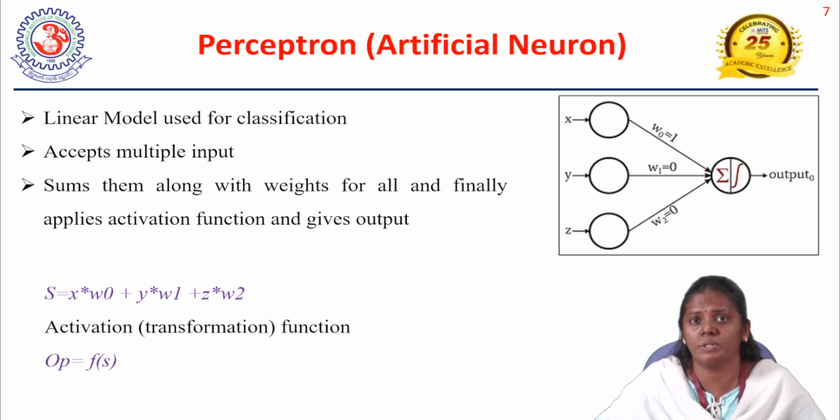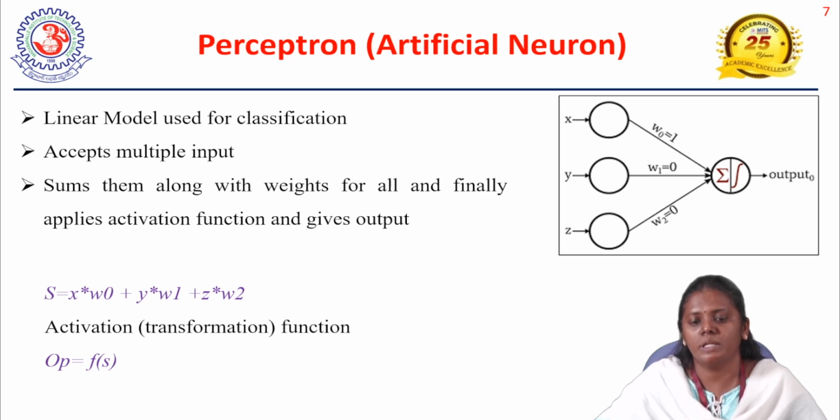So from the picture you can see X, Y and Z are three inputs and they are given some weightage. You can see there W0 is equal to 1, which means the neuron X is given a weightage of 1. And W1 is equal to 0, which means that neuron Y is given a weightage 0. And the third neuron is given a weightage W2 is equal to 0. So each input is given a weightage, which is nothing but the importance.